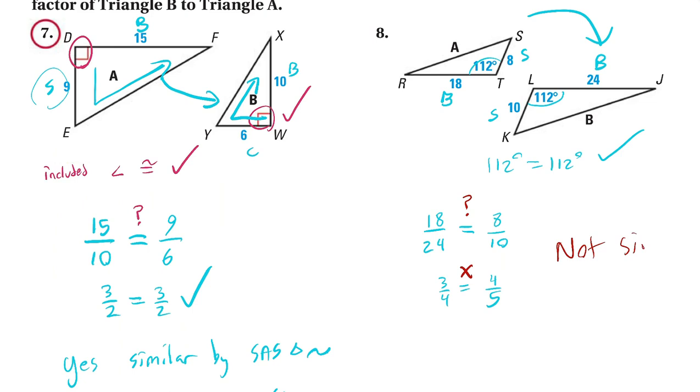Not similar. Okay? Or we could say, not enough information. Maybe there's a circumstance. No. Because there can't be another 112. They're not similar. It's just not similar.